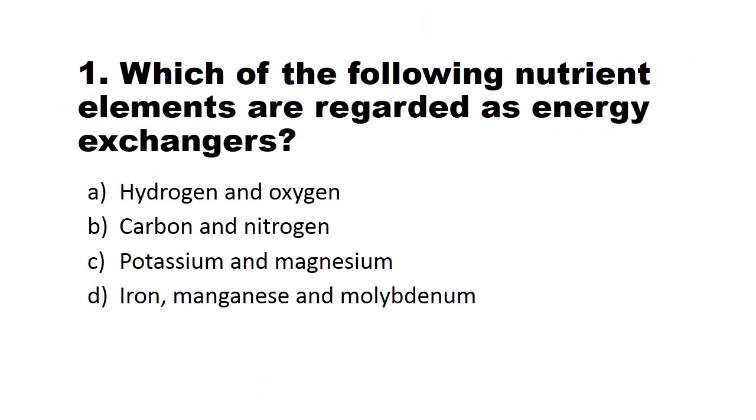The first question is, which of the following nutrient elements are regarded as energy exchangers? Option number A, hydrogen and oxygen. Option number B, carbon and nitrogen. Option number C, potassium and magnesium. And option number D, iron, manganese and molybdenum. And the right answer is option number A, hydrogen and oxygen. Hydrogen and oxygen are the nutrient elements which are regarded as energy exchangers.